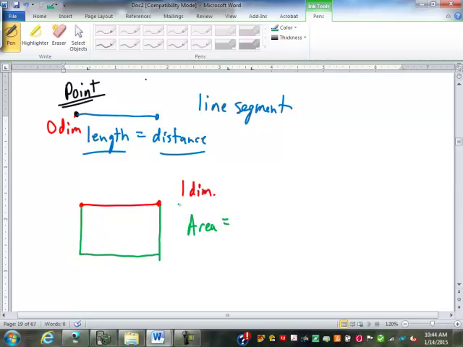And the size of that area is related to that original length, the distance of the first move of the point, times this new distance that we moved, which we call the width. We name it the width. So area is a length times a distance, or a length times a width.